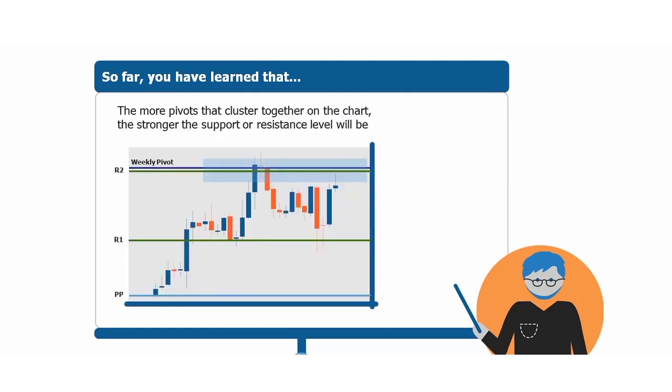There is strength in numbers. The more pivots that cluster together on the chart, the stronger the support or resistance level will be.